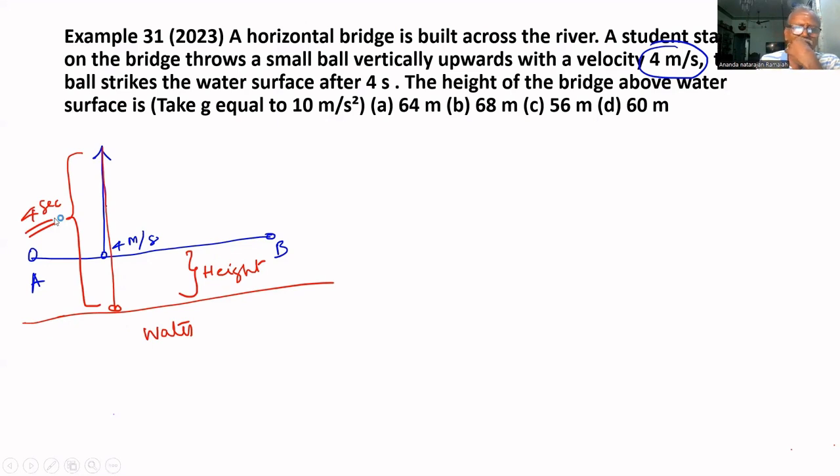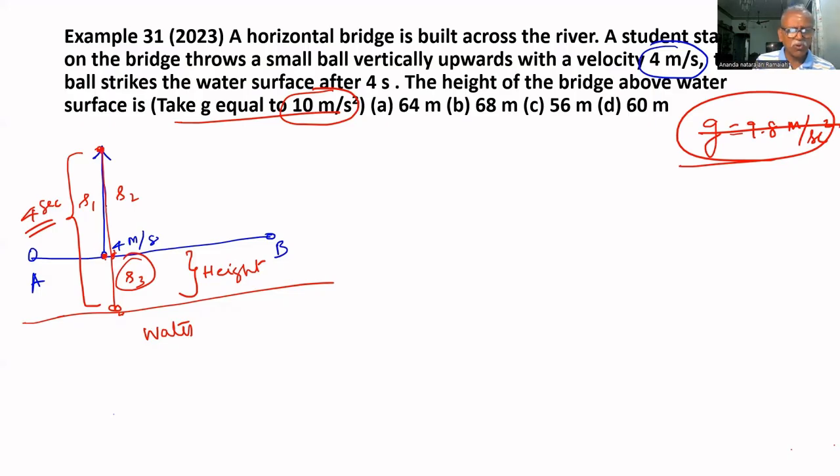So, how many journeys? We can make this as 3 journeys: S1, S2, S3. The height of the bridge is S3, we have to find. For convenience, g is equal to 10 meters per second square is given.